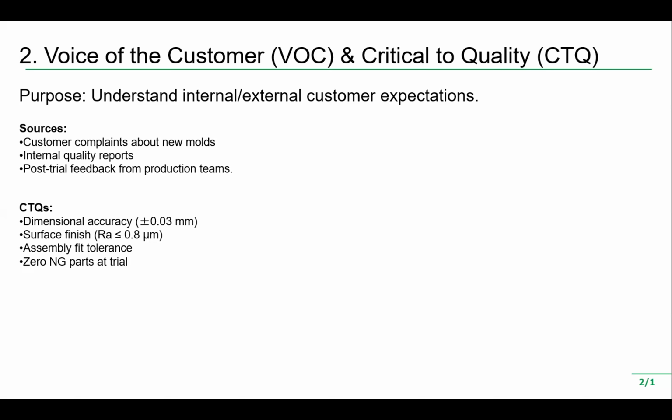The sources are customer complaints about the new molds, because when we send the mold to the customer, they keep complaining about small quality issues. Internal quality reports show production may be delayed. Our CTQ targets are dimensional accuracy of plus or minus 30 microns and surface finish of less than 0.8 microns, after which we go for PVD coating. We have the assembly fit tolerance for the core and cavity, which must be within 20 microns control. So zero NG for test trials.